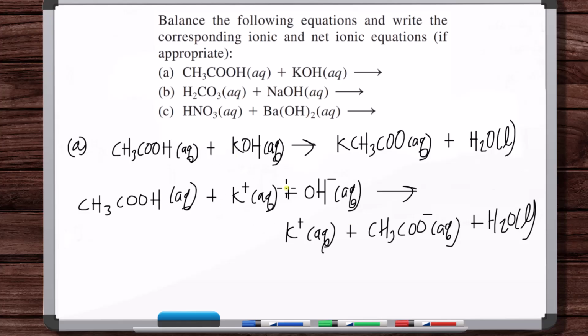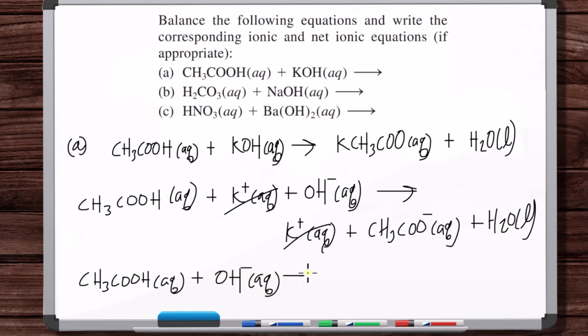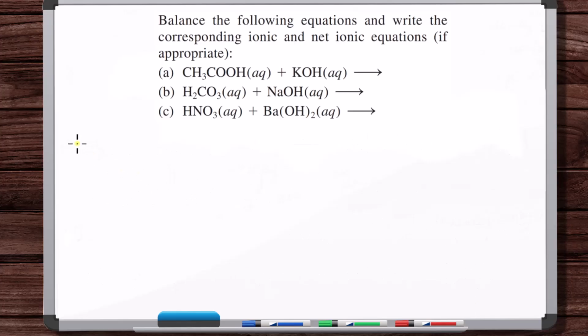Okay, there's the ionic equation. Now we cancel spectator ions, and what's left is the net ionic equation. So, and there we go. Okay, part B.